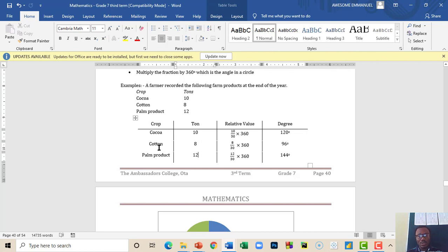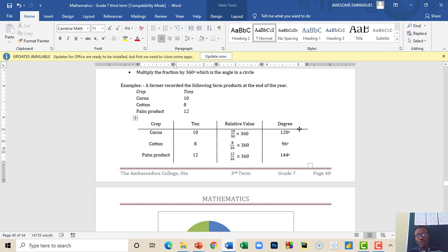Now the same thing applies to cotton. Cotton will give us 8 over 30 times 360, which gives us 96 degrees. And the last item on the list is palm product, 12. So 12 over 30 times 360 will give us 144 degrees.